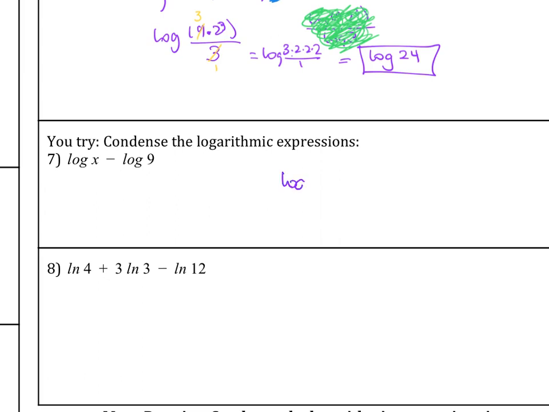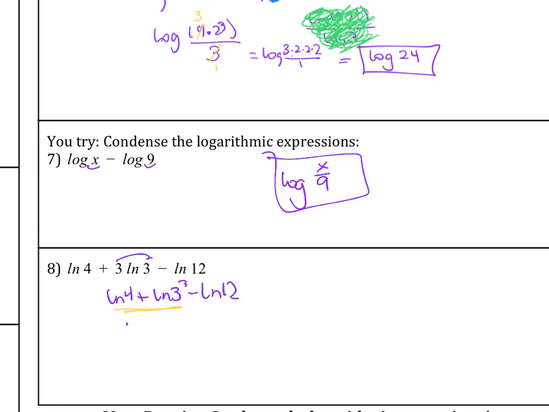All right, if you tried it out, you should have gotten log of x over 9. You're subtracting, so you just divide those values. For this one, first I'm going to move this to the exponent position. So this is natural log of 4 plus natural log of 3 cubed minus natural log of 12. Then this is adding, so I'm going to multiply those together.